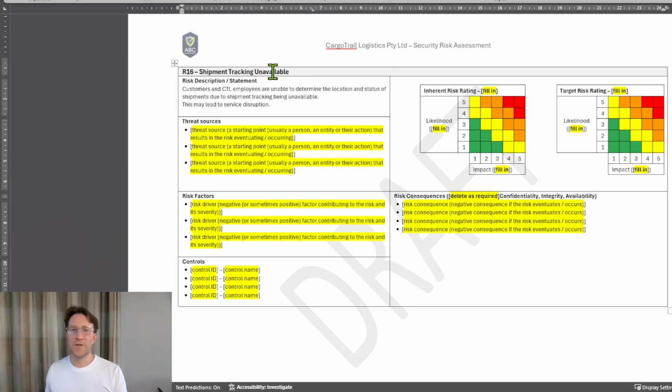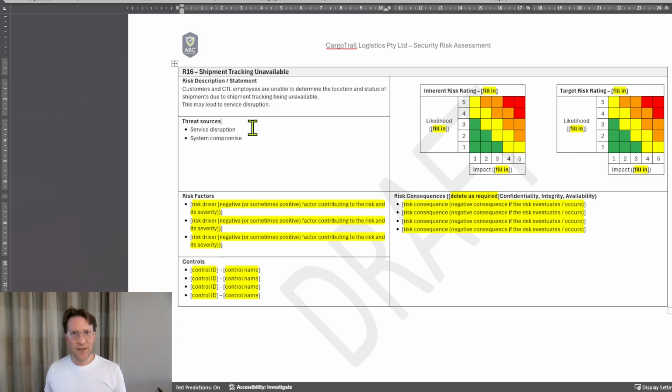For risk 16, we are talking about the shipment tracking being unavailable. Similar to the routing engine, tracking is also done through a vendor. If we go back and look at the data flow diagram, there is an integration between the supplier for this service and the DLP. And if their system is unavailable, the tracking system, then we know this is service disruption. For threat sources, this could be a service disruption, like some kind of accidental outage, or this could also be a system compromise, which leads the system to be unavailable.